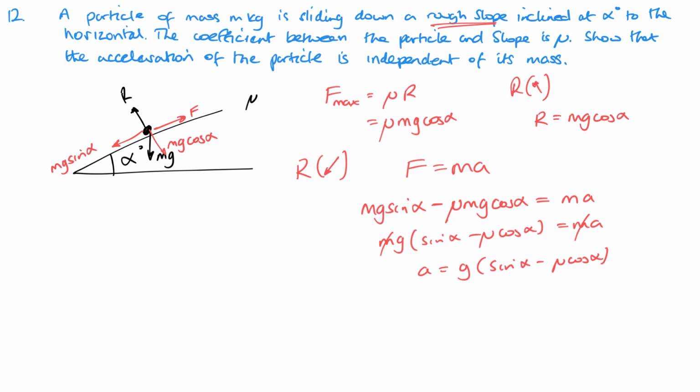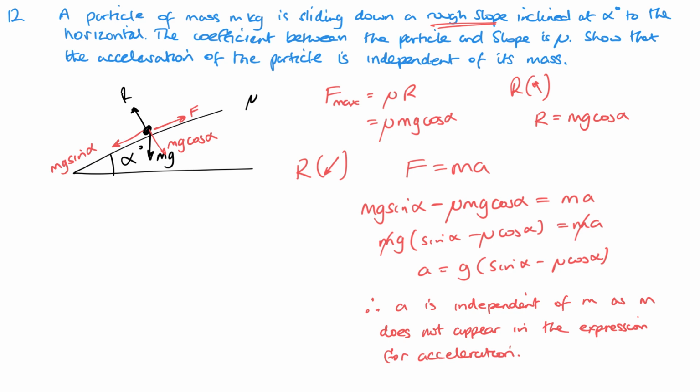And now we can say, well, the acceleration of the particle is independent of its mass, because mass, or m, does not appear in the expression for acceleration. And finishing with those words written down is what you should do just to tie the question together.